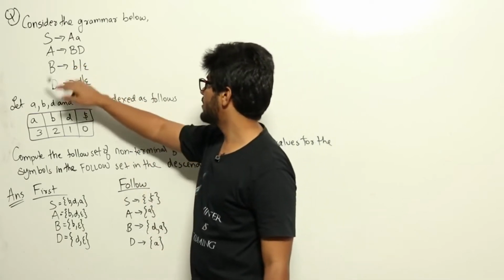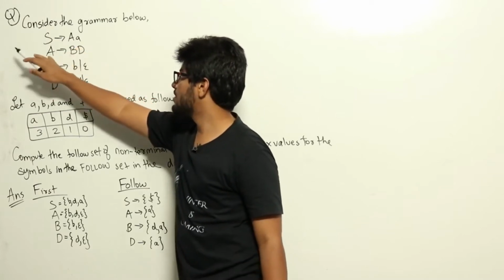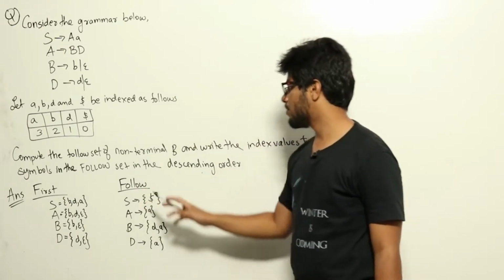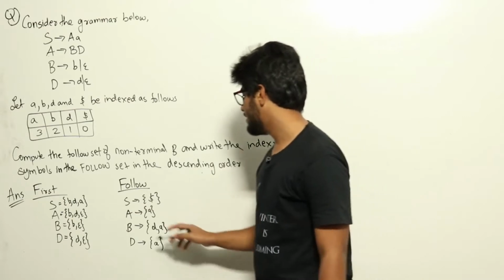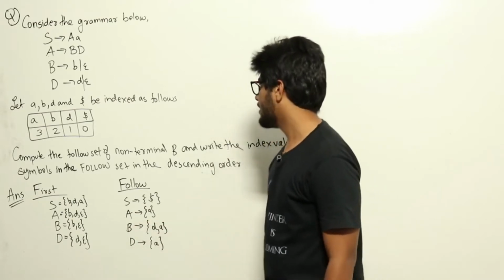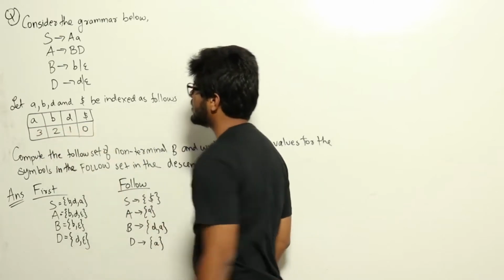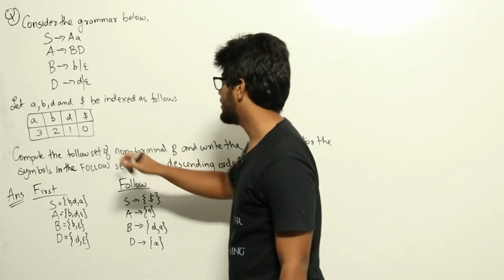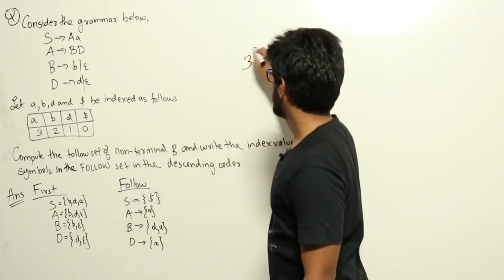Similarly, D appears only here on the right hand side, so whatever is in follow of D will be whatever is in follow of A, that is a only. So this is how first and follow sets for this grammar will look. They were asking us about the follow set for B, that is d a. D's index is 1, a's index is 3. They were asking us to write these indices in descending order, so the answer will be a's index first and then d's index, that is 31.